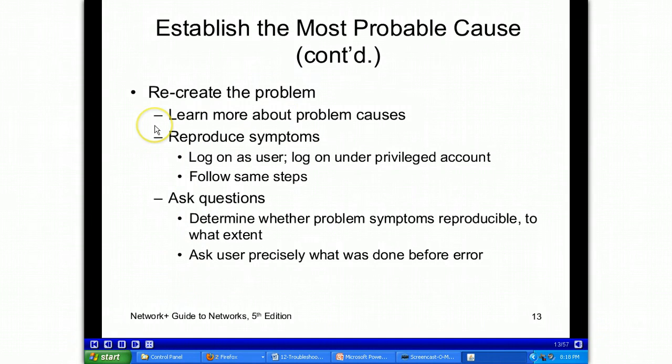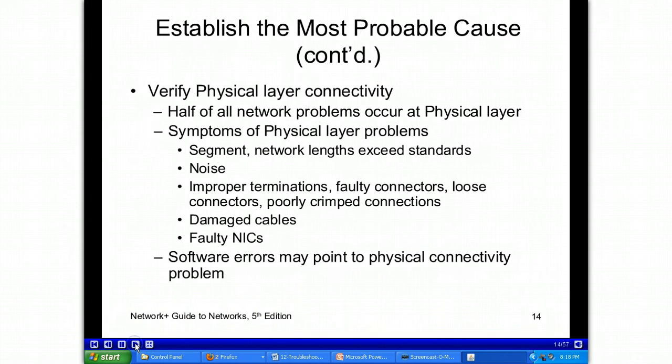So say you can recreate the error. You log in, you follow the steps, the same steps they told you they did. You ask questions. You ask the user precisely what was done before the error happened. And that'll generally help you replicate it. Then you can verify the physical layer of the problem. Half of all network problems occur at the physical layer, meaning the physical layer is your Cat5 cable from your computer to the wall, or wireless.